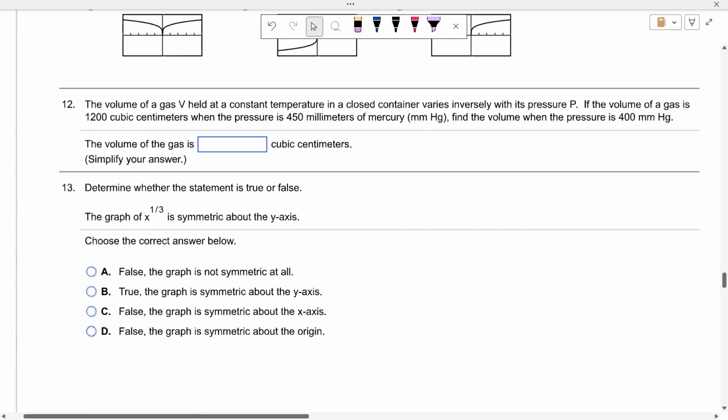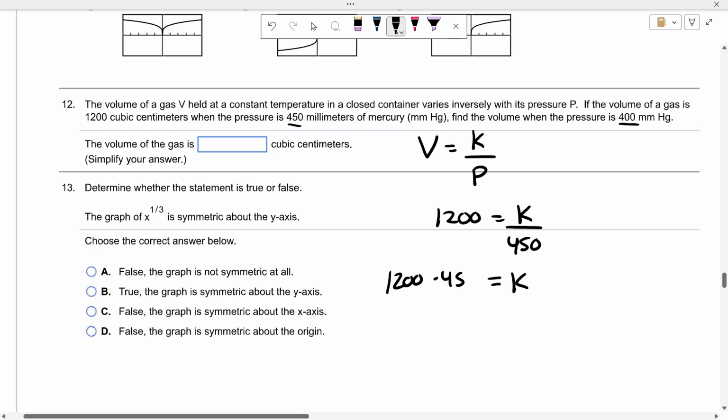All right, the volume of gas held at a constant temperature in a closed container varies inversely with the pressure. V equals K over P. Okay? If the volume of gas is 1,200 cubic centimeters when the pressure is 450, find the volume of gas at 400 millimeters of mercury. So 1,200 equals K over 450. So K equals 1,200 times 450. What's 1,200 times 450? Somebody with a calculator, please. 540,000. That's what K equals.